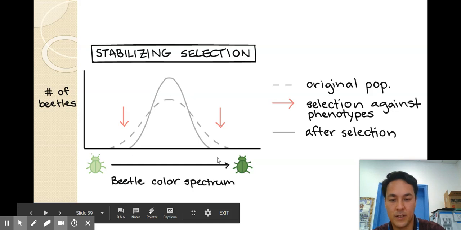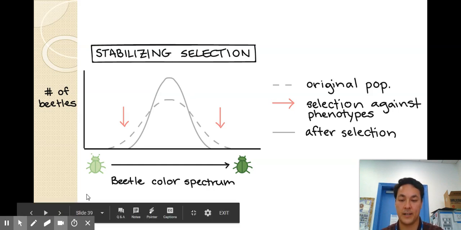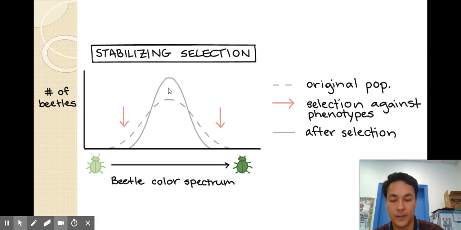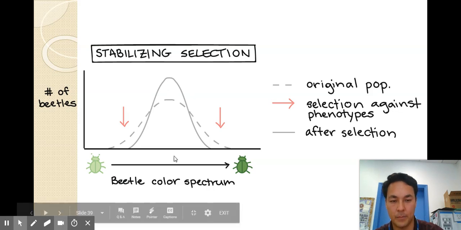Stabilizing selection, right? You're selecting for a middle phenotype. The example used in class was human birth weight. Here, I'm going to use this example from Khan Academy. It's the same example each time with beetle color, but there are different pressures acting upon the beetles. So here, they're selecting for the middle color between light green and dark green. So right here, middle green.